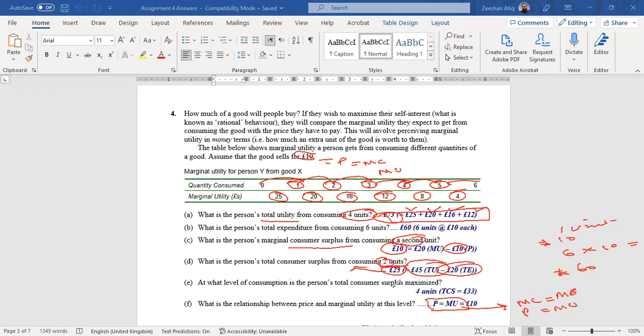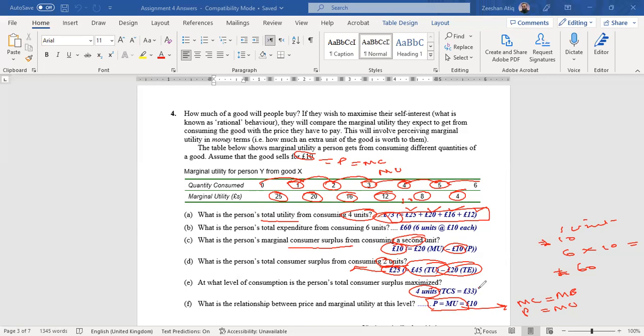So here, this is at the fourth unit, because at the fourth unit there is a 10. The 10 is the price that you are paying, so the additional utility that you are getting will be equal to the price that you will be paying for the commodity. So the 4th unit will be the consumption at which you will be maximizing your total consumer surplus.